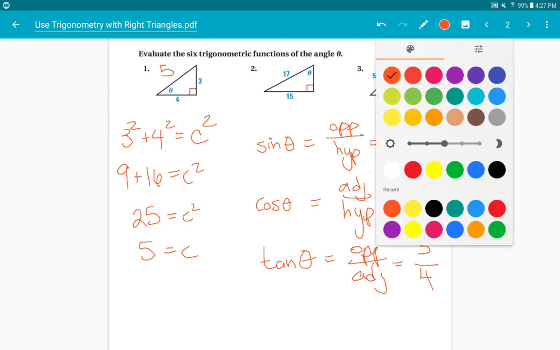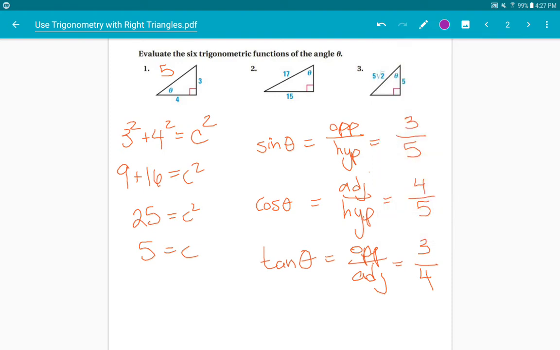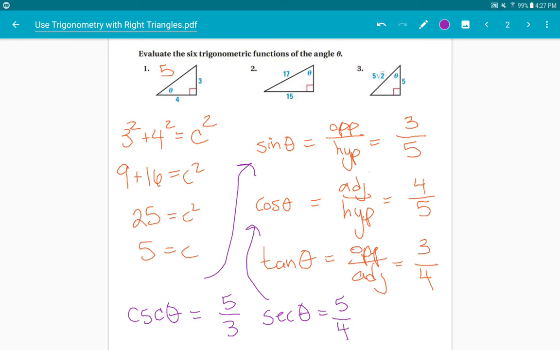Now for the other 3, you just have to know the relationship, right? Let's start with cosecant. Cosecant is the reciprocal of sine. So what is sine? 3 over 5, so cosecant is going to be 5 over 3. Secant is the reciprocal of cosine, so that's going to be 5 over 4. And cotangent is the reciprocal of tangent, so that's going to be 4 over 3. And there you go. Those are the 6 trig function values of the first one we did, okay?